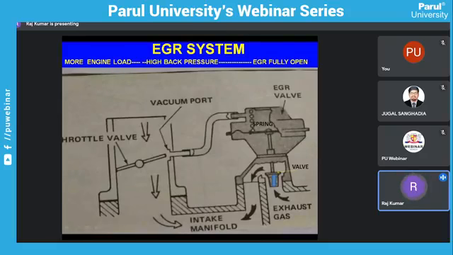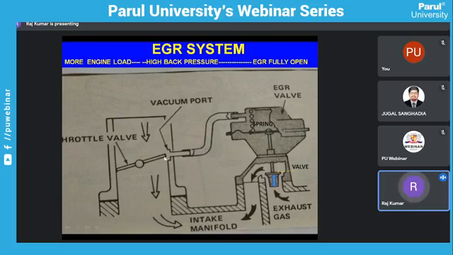This is an EGR valve, which will work under the pressure of exhaust gases. It is also connected through a pipe to your throttle valve, below the throttle valve. As per the throttle valve, this EGR valve will operate. It will operate as per the vacuum, as per the engine requirement.